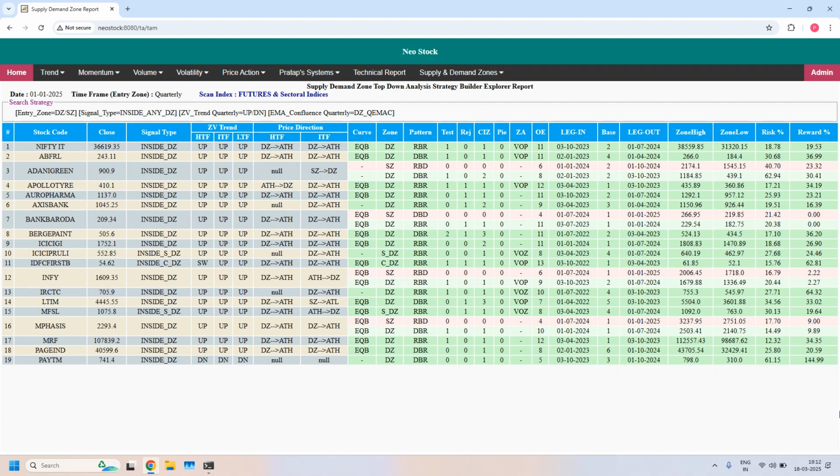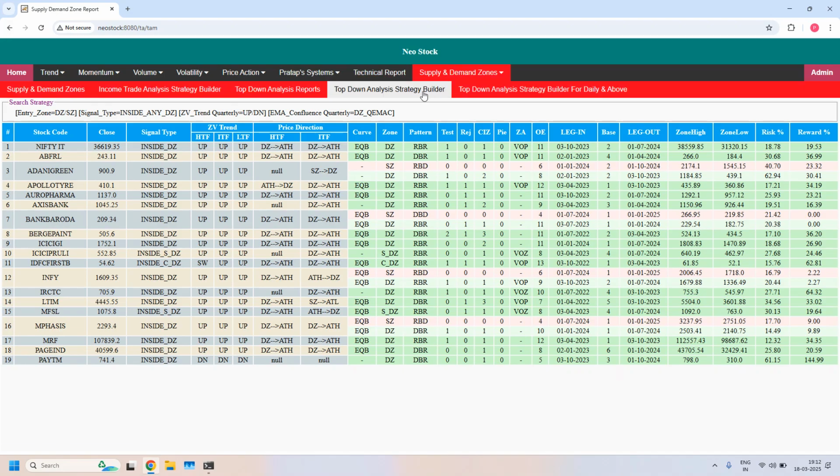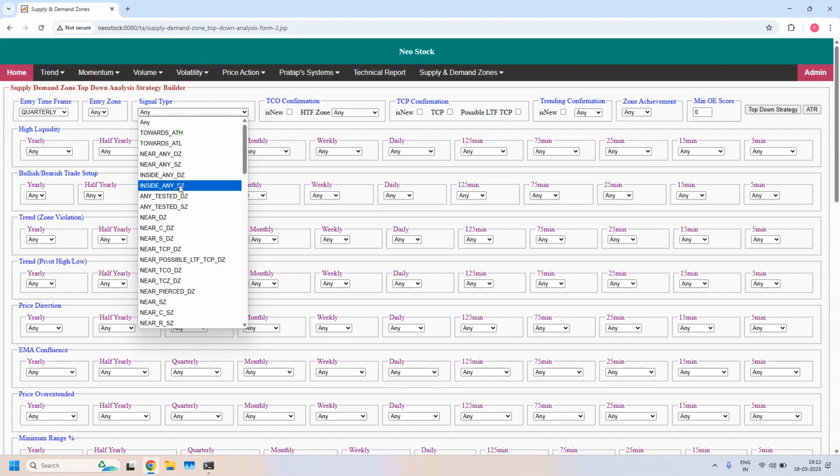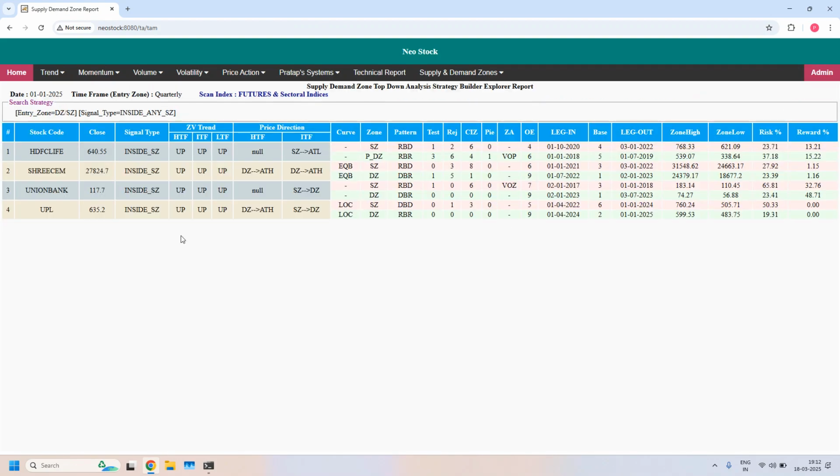So this is about quarterly time frame demand zones. Next, quarterly time frame, price closed inside the quarterly supply zone. We got 4 stocks.